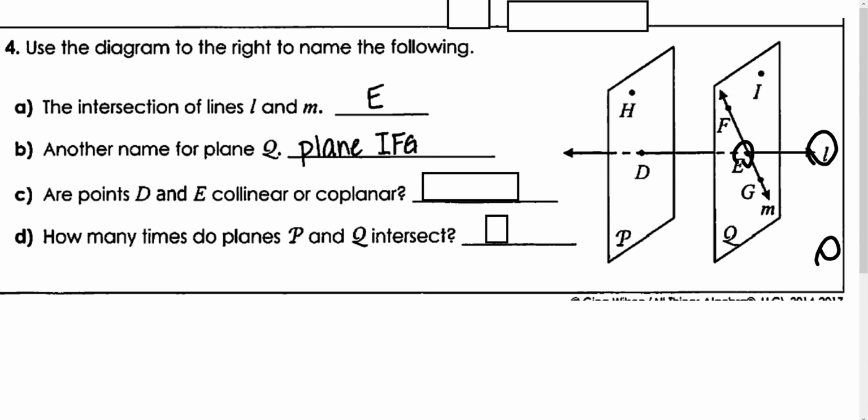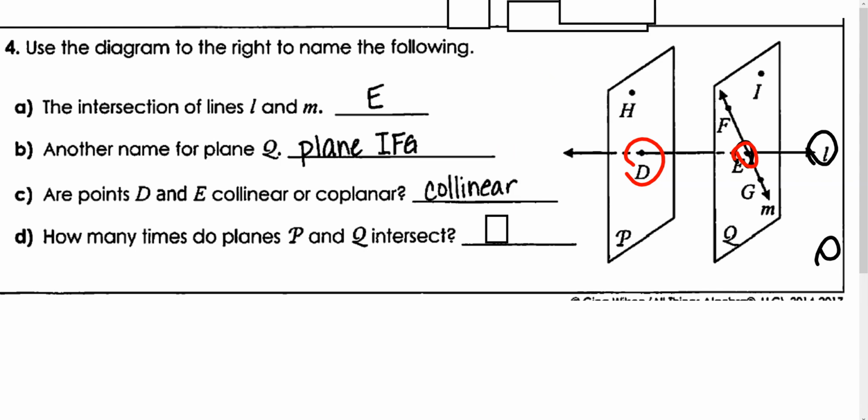Are points D and E collinear or coplanar? So let's find D and E. So D is right here. Notice that E is right here. They are not on the same planes, but they are on the same line, so they are collinear.